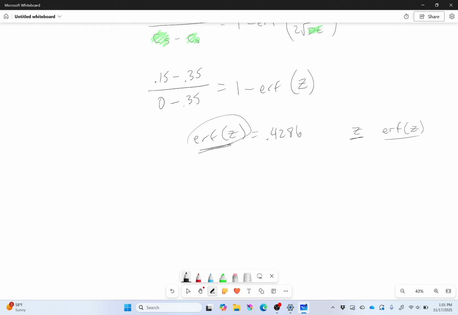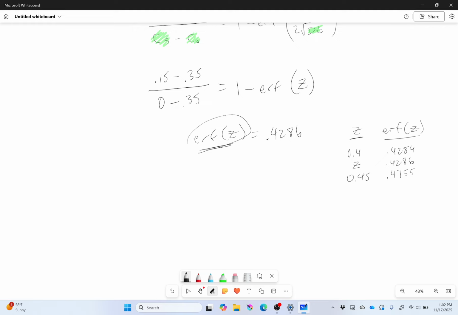If I look at my tables, I will not find 0.4286. I'll find 0.4284, and I will find 0.4755. That's the closest I can get here. And on the other side, I'll see 0.4 and 0.45. So how do we solve for what our z value would be if it was at 0.4286? The answer? Interpolation. Okay? Interpolation.